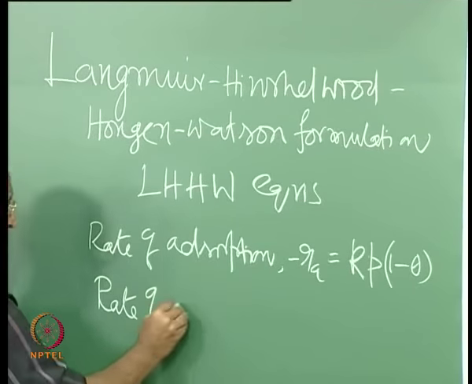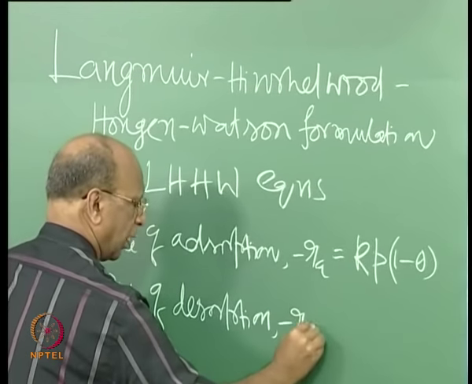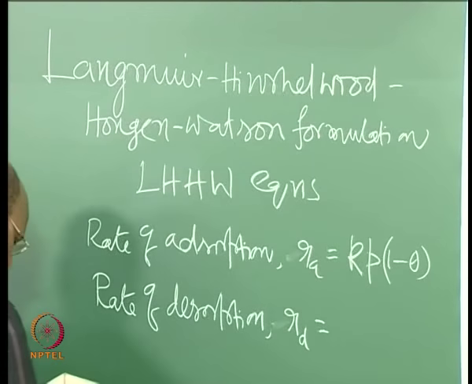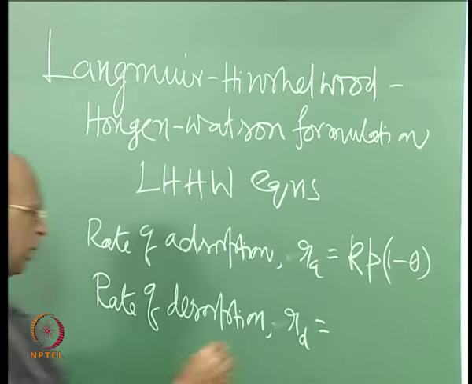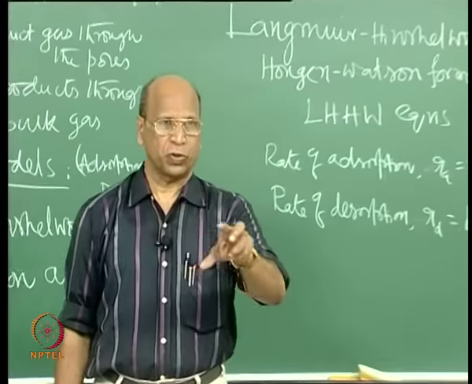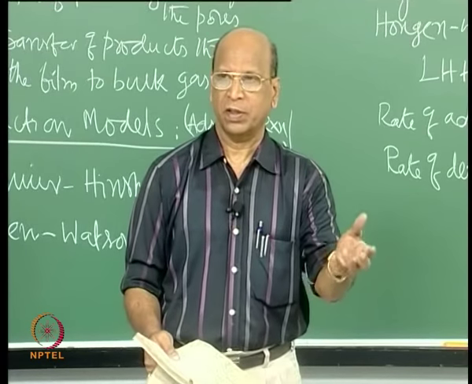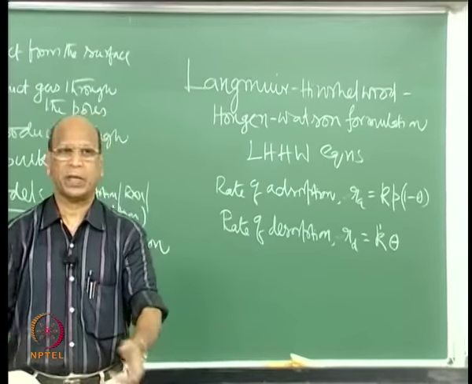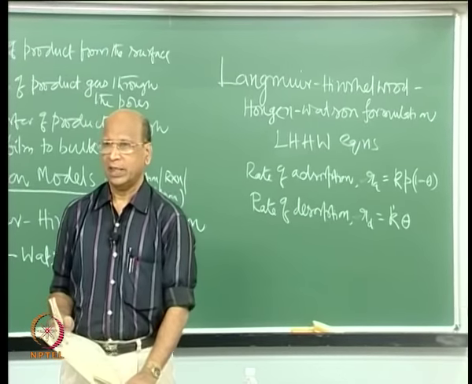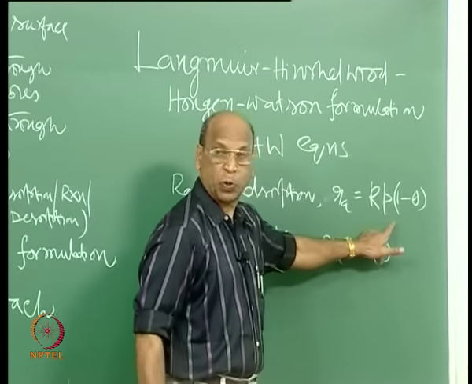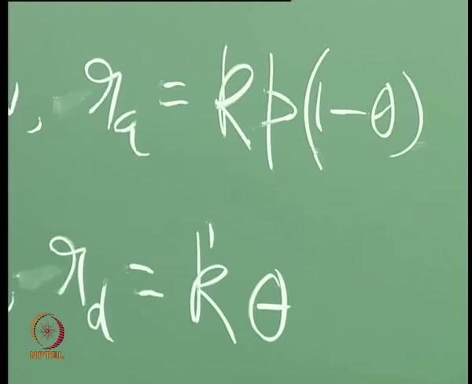Rate of desorption, minus R D equal to K dashed into theta. Theta is the surface that is covered with the molecules. Rate of desorption depends on how many molecules you have on the surface. More coverage means more desorption. Rate of adsorption depends on the free surface, because it is only a monolayer. Only one molecule can sit at one particular site. So this is proportional to the surface area that is available, that is 1 minus theta, and also proportional to the concentration, P A by R T, the partial pressure of a particular gas on the surface.